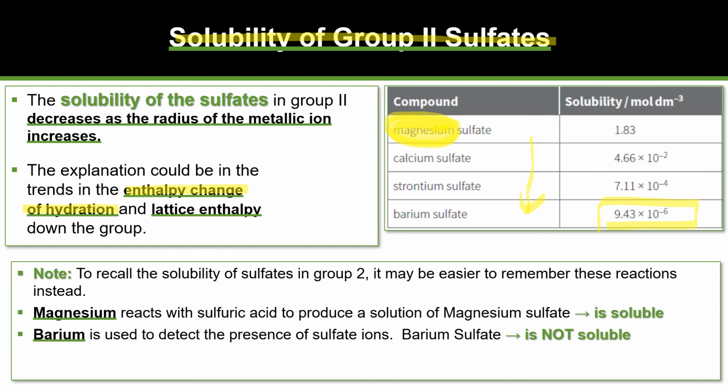Now, sometimes you have problems remembering this, but remember that when you put magnesium with dilute sulfuric acid or concentrated sulfuric acid, it is going to form magnesium sulfate, in general a solution, and you do not see any precipitate. So you can remember that magnesium sulfate is soluble, and barium, on the other hand, is used to detect the presence of sulfate ions. That is because barium sulfate is not soluble. If you think about that, you're going to see that the solubility decreases down the group, and you can see that the amount of barium sulfate that is dissolved in moles per decimeter cubed is really, really small.